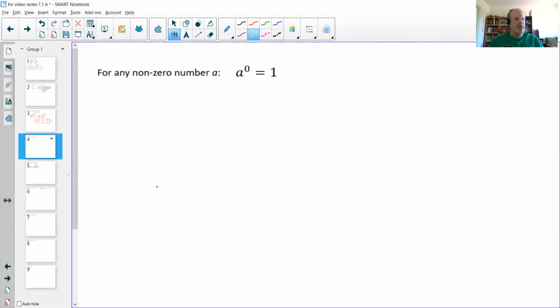And finally, for this lesson, the last rule says that any number raised to the 0 power always equals 1. Now, this may seem counterintuitive, but there's a good reason for why this is the case.